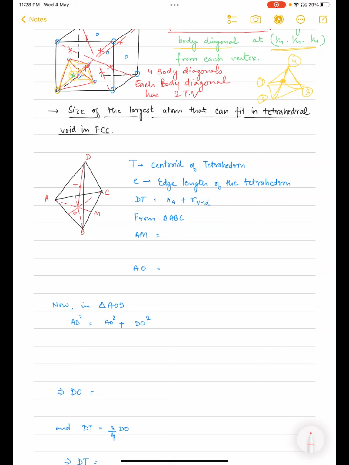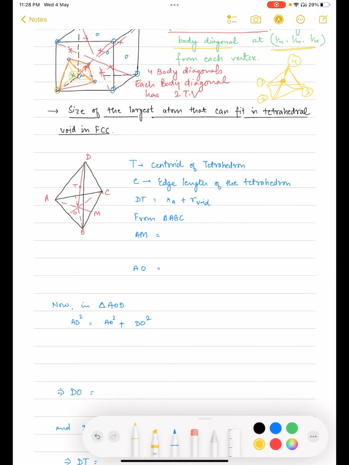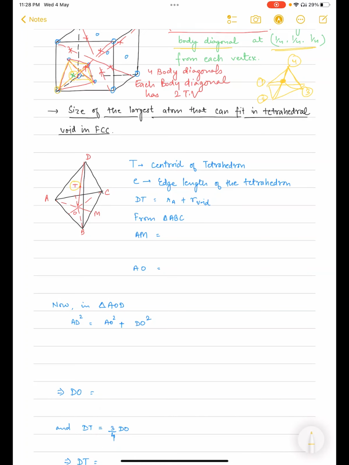So this is the tetrahedron drawn to scale, where T is the centroid of the tetrahedron and E is the edge length. Since it's a regular tetrahedron, all the edges are E in length. We assume that this void lies at the centroid. That is, the center of the void coincides with the centroid of the tetrahedron. So this DT length becomes a summation of atomic radius and the radius of the void.